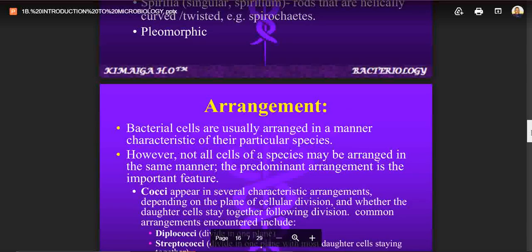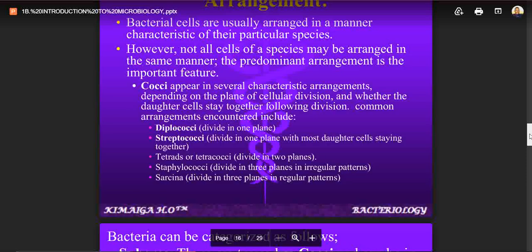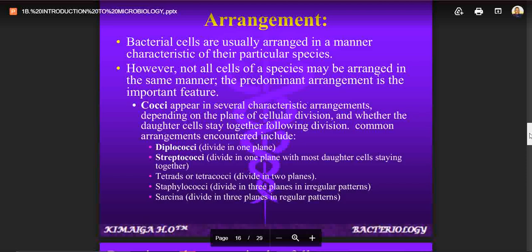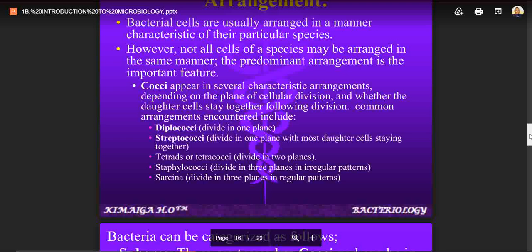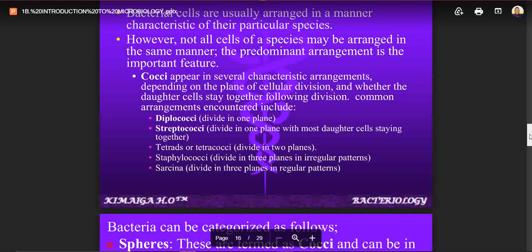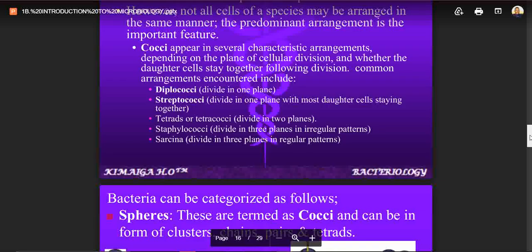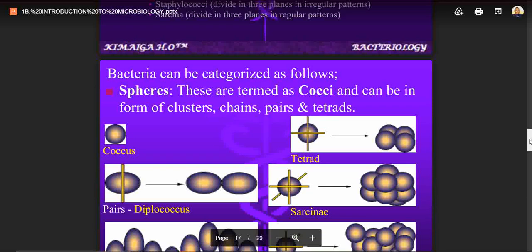Pleomorphic. Then based on the arrangements, bacterial cells are usually arranged in a manner characteristic of their particular species. However, not all cells of a species may be arranged in the same manner. The predominant arrangement is the important feature. Cocci appear in several characteristic arrangements, depending on the plane of cellular division and whether the daughter cells stay together following division. Common arrangements include: diplococci divide in one plane, streptococci divide in one plane with most daughter cells staying together, tetrads or tetracocci divide in 2 planes, staphylococci divide in 3 planes in regular patterns, Sarcina divide in 3 planes in irregular patterns.